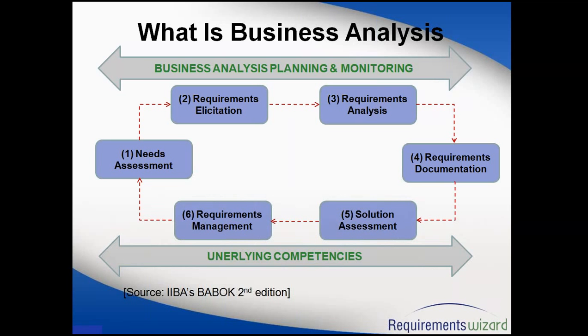So you want to make sure that the requirements you are getting are up to date. They are not out of sync. There's no conflict. There are no duplicate requirements, and of course, they are within the scope boundary of the project. Right? So these 6 activities are what a BA is responsible for.